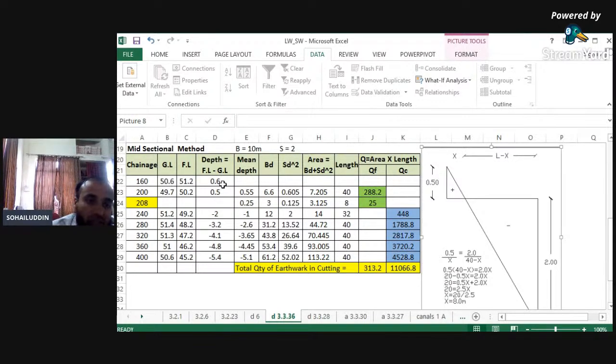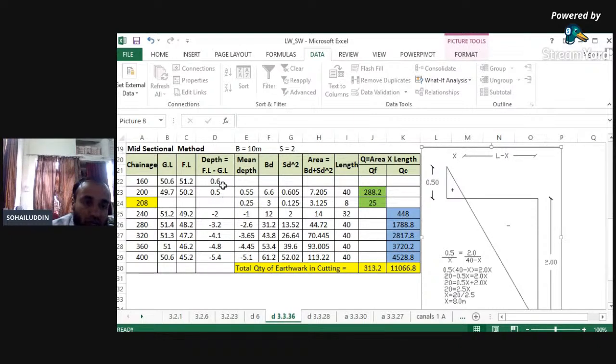Again, this addition is because it is the mean area method, so 0.6 plus 0.5 divided by 2, that is 0.55. 0.5 plus 0 divided by 2, that is 0.25. Again 0 plus 2 divided by 2, that is 1. 2 plus 3.2 divided by 2, 2.6. 3.2 plus 4.1 divided by 2, 3.65. 4.1 plus 4.8 divided by 2, 4.45. 4.8 plus 5.4 divided by 2, that is 5.1.